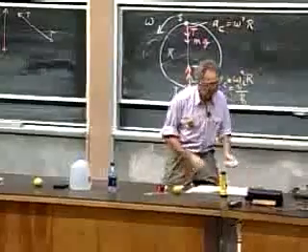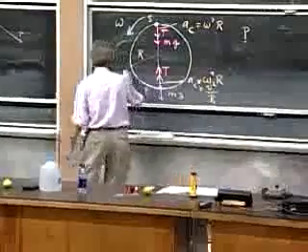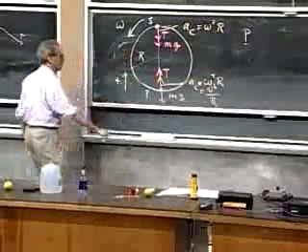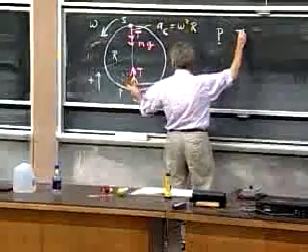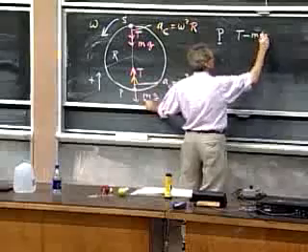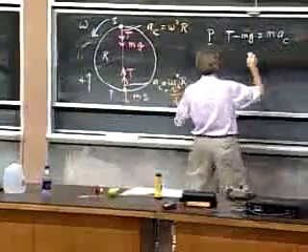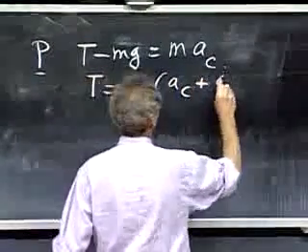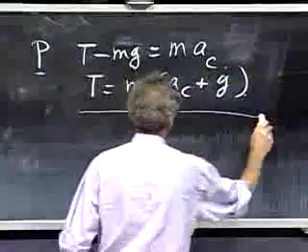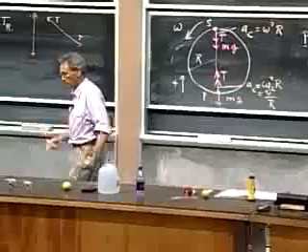Let's now evaluate first the situation at P. And I will call this plus, and I'll call this minus. So what I get now is that T minus mg must be m times the centripetal acceleration. So T must be m times the sum of the centripetal acceleration plus g. Hey, that looks very familiar. It looks like someone is being accelerated in an elevator. Almost the same equation.